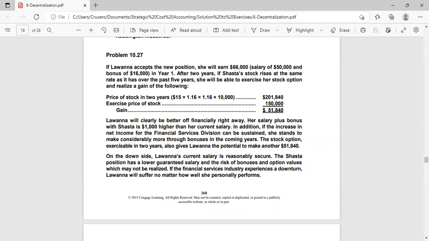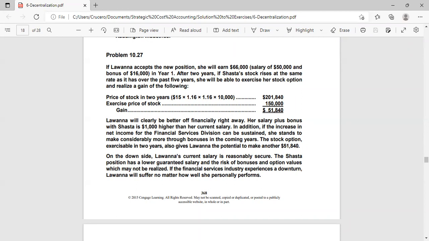Now, if Lawana accepts the new position, she will earn $66,000 a year, including the bonus. So the salary is only $50,000 and the bonus is $16,000, which is 1% of the budgeted earnings of $1.6 million. So 1% of that is $16,000. The bonus will be given to Lawana based on 1% of the profit for the coming year.